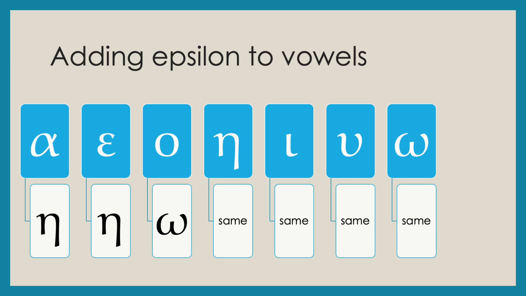Omicron, the short O sound, is also lengthened into a long O sound, omega. Eta, iota, upsilon and omega will all stay the same. So usually a short vowel becomes a long one and a long one stays the same. The only exception to that rule really is iota. It's a short I sound, or Y if it's got a hard breathing on it, but that one actually stays the same.